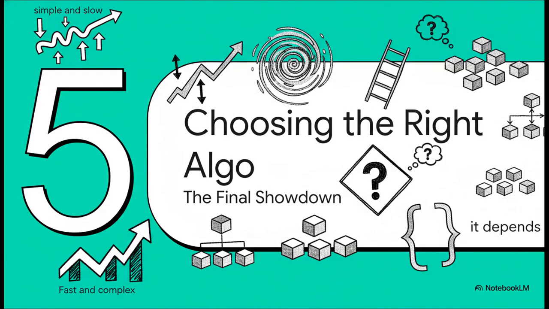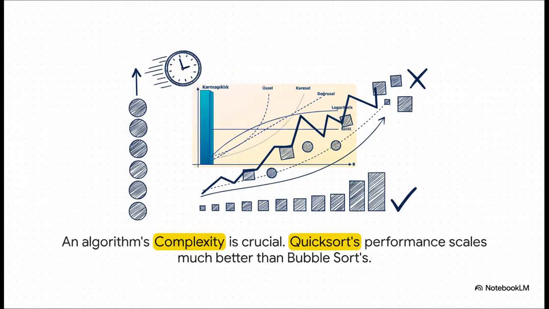So we've seen 5 different strategies, from the simple and kind of slow to the fast and pretty complex. This, of course, begs the ultimate question: which one is the best? And the answer, as it so often is in computer science, is, well, it totally depends on the situation. So the crucial thing to understand here is efficiency, which we call complexity. Just look at this graph.